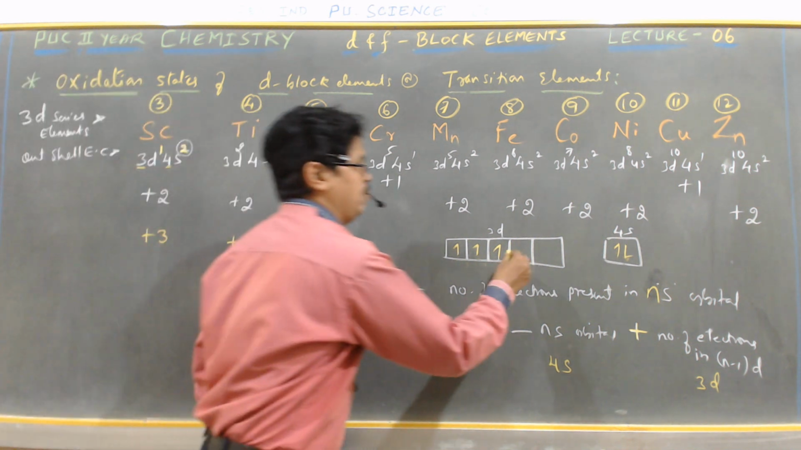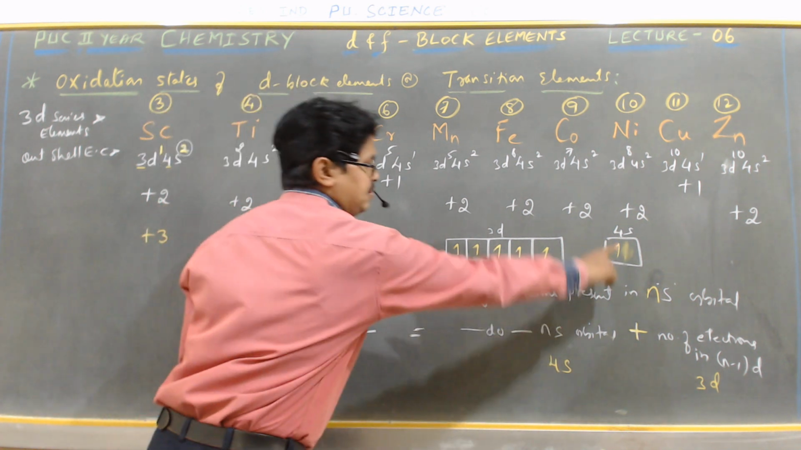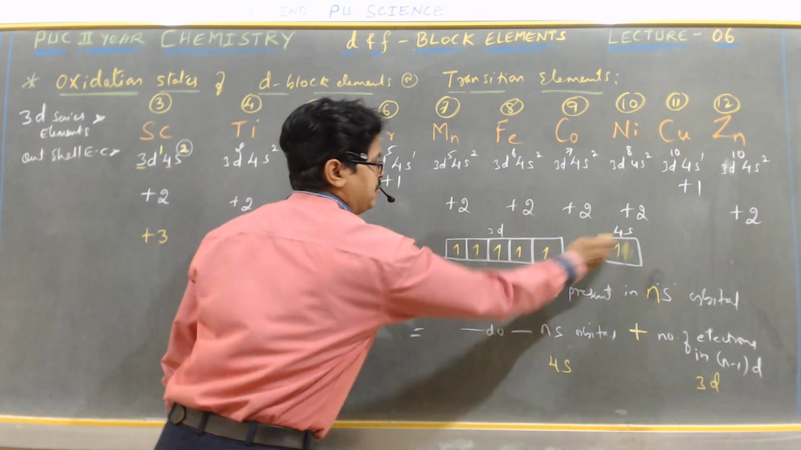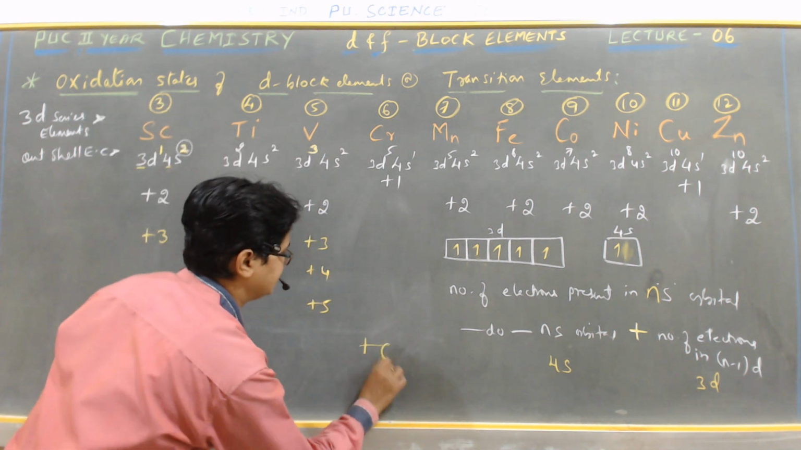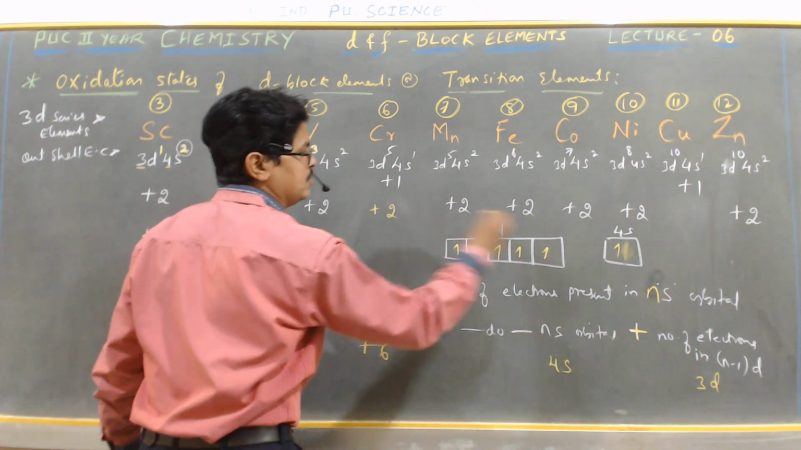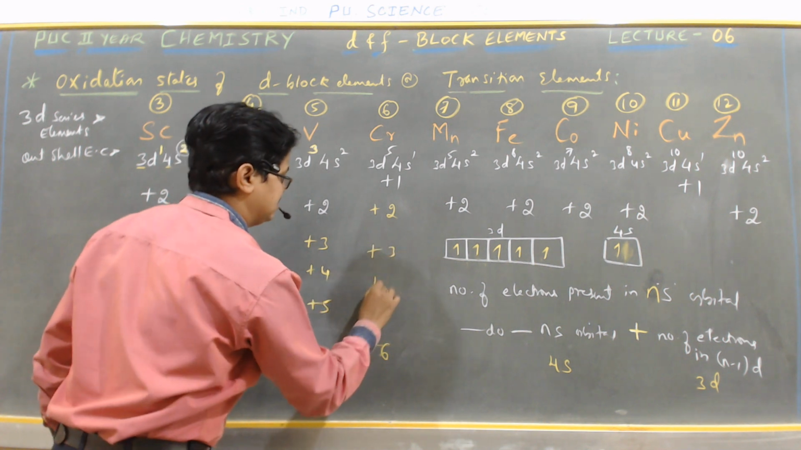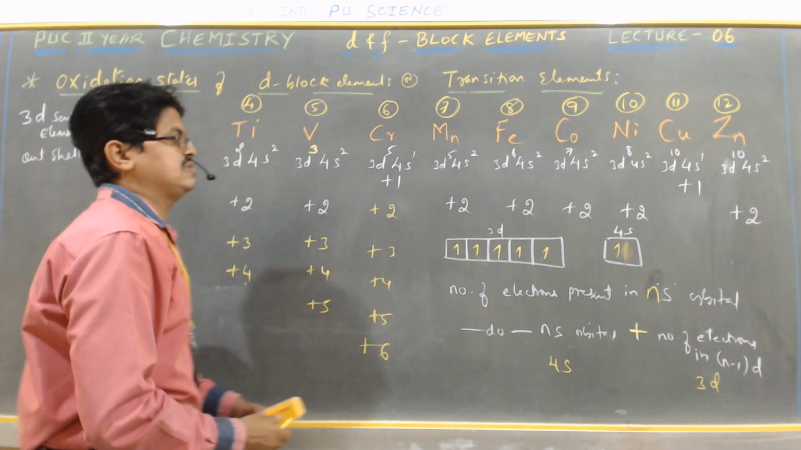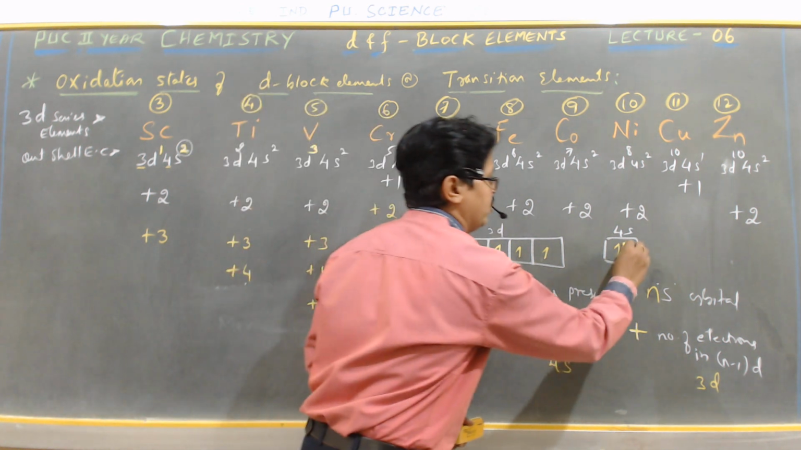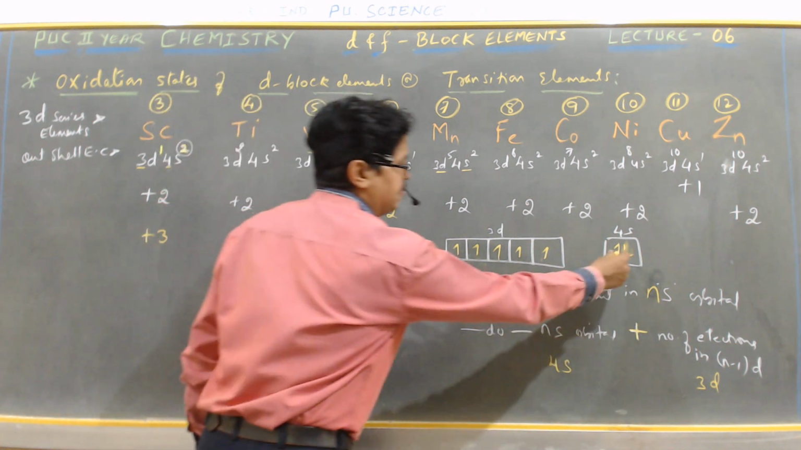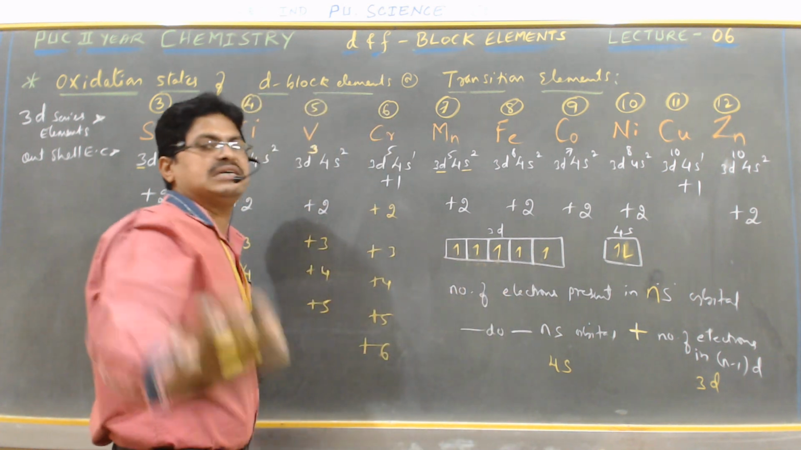Similarly, chromium has 3d5 4s1. The minimum oxidation state is plus 1. The maximum is 5 plus 1, which is 6, so chromium can form a maximum oxidation state of plus 6. So it can form 1 plus 1 is 2, 1 plus 2 is 3, like that plus 3, plus 4, plus 5 and plus 6. With respect to manganese, 4s2 3d5. At that time the minimum is plus 2, and the maximum is 2 plus 5, which is 7.